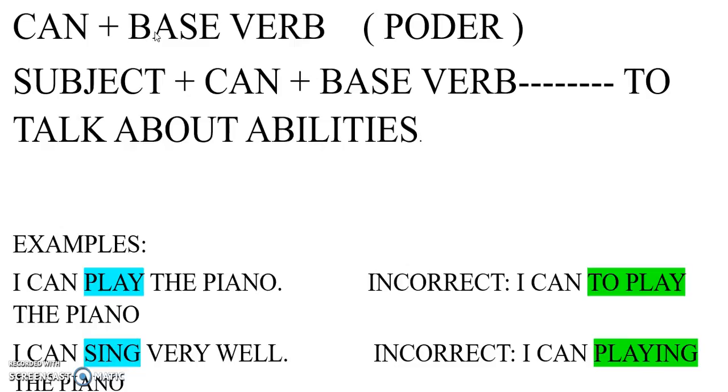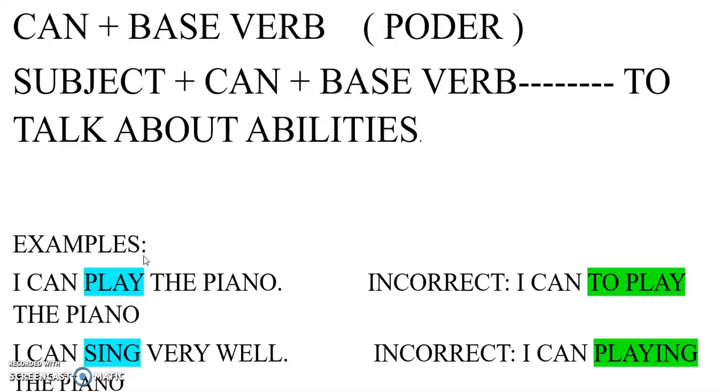Can plus base verb. What does base verb mean? That means that you are going to use the verb alone, solito, next to can, right? Remember that can is a modal verb, and you are going to use it next to a base verb. Can means poder in Spanish. It's going to talk about abilities, all right? So the pattern of the sentence is going to be subject plus can plus base verb to talk about abilities, all right?